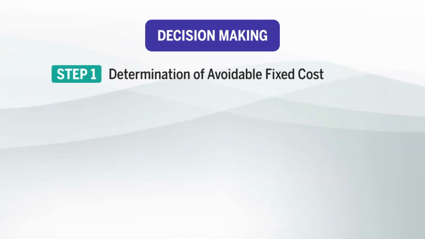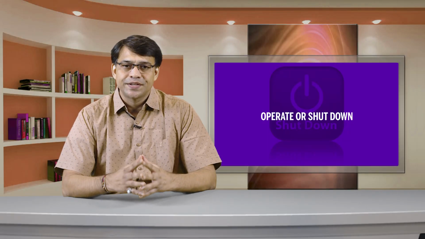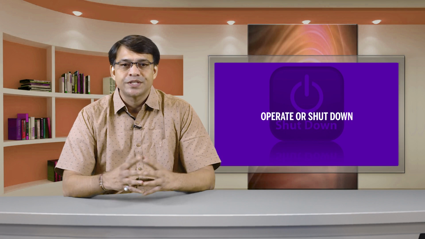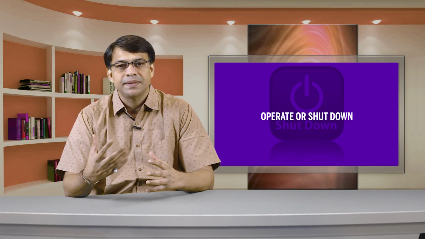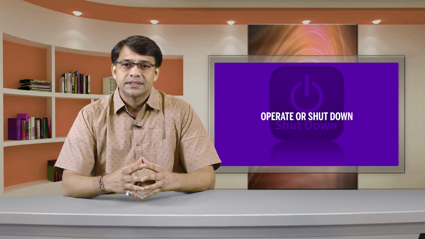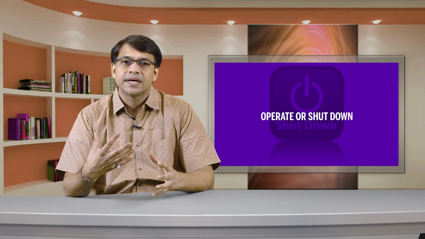Step 1 is determination of avoidable fixed cost. Friends, all the fixed costs cannot be avoided. As you know, fixed costs are fixed. They have the nature of fixed tendency. They cannot be avoided. However, the firm should make a list of certain fixed costs which can be avoidable.